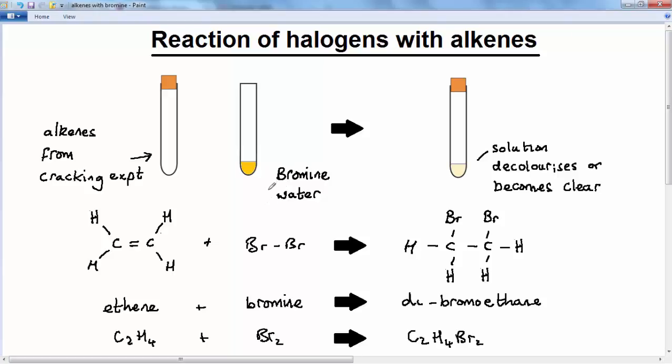Okay. So the fact that this orangey coloured bromine water is decolorized or becomes clear depending on the concentration means that this has become the classic test for the presence of the carbon-carbon double bond. Now that carbon-carbon double bond could be present in ethene or propene or any other alkene.